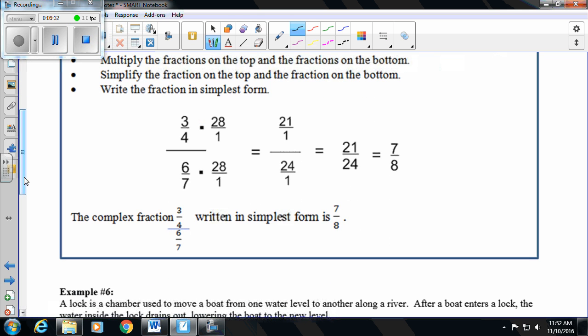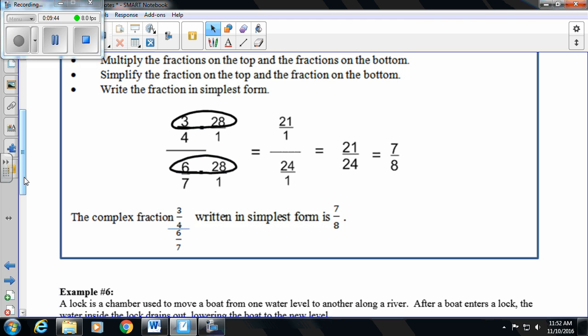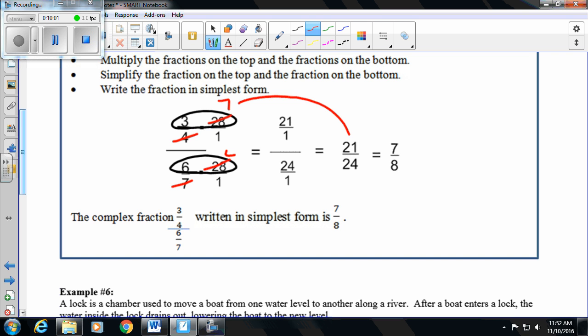So let's look at this first one. We determined the LCM was 28. So they multiplied by 28 here. Notice I'm multiplying the numerator of 3/4 by 28 here, and the numerator of 6/7 by 28 here. When I do this, 4 can go into 28 7 times. And 3 times 7 gives me 21. 7 goes into 28 4 times. 6 times 4 is 24. So I have 21 over 24.